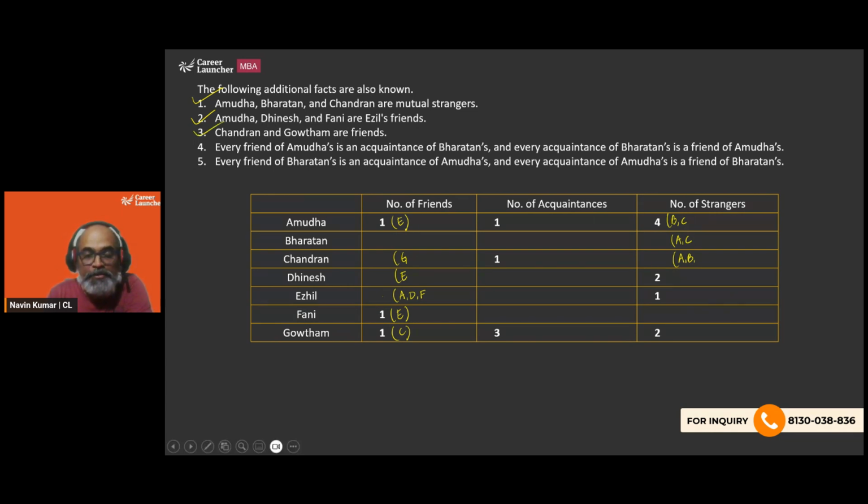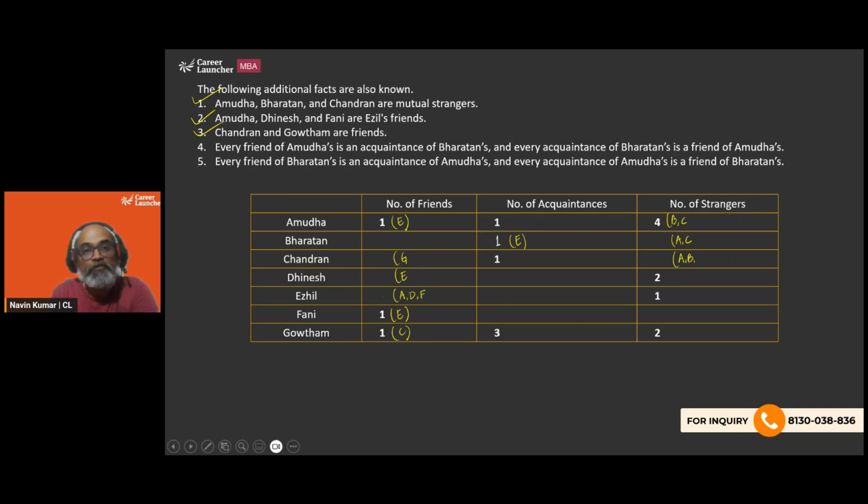Next, every friend of A is an acquaintance of B. So the friend of A is E, so that person is going to be an acquaintance of E. And every acquaintance of B is a friend of A. That means if A has one friend, B has got one acquaintance.